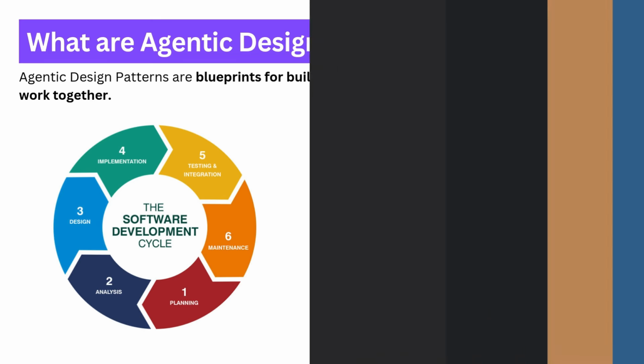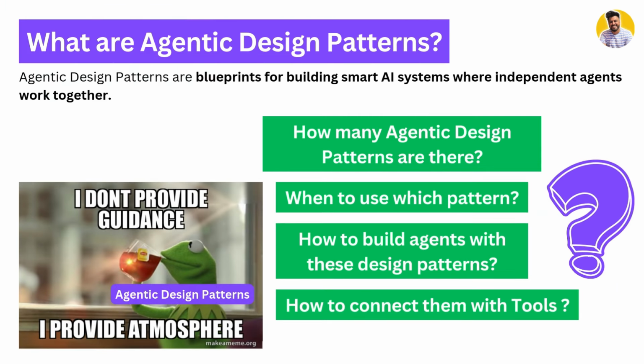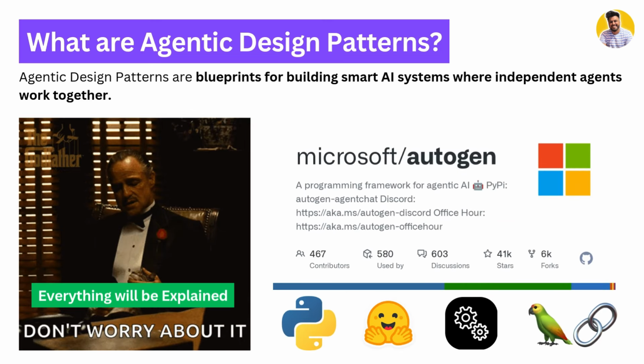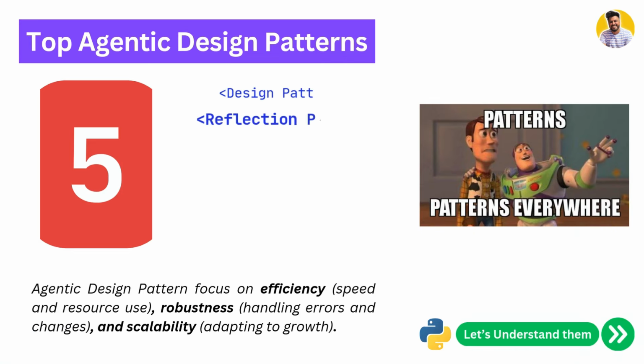Now the question comes, how many agentic AI design patterns are there, when to use which pattern, how to build agents with these patterns, and how to connect them with the tools? Don't worry, I will explain everything in this video with Python code and the Autogen agentic AI framework by Microsoft. So here are the 5 agentic AI design patterns.